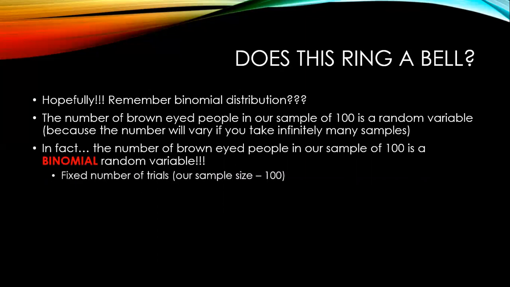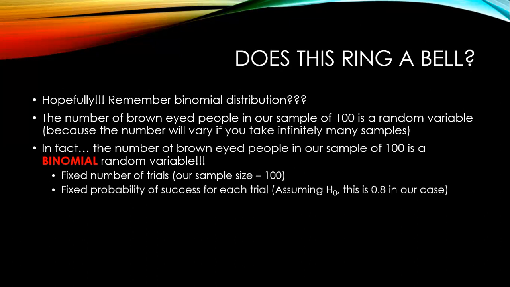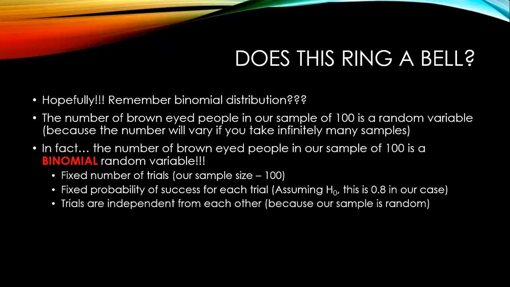And why is this the case? Because we have a fixed number of trials, and that's the key element of a binomial distribution. You've got to have a fixed number of trials. So in our case, a sample size of 100. We have a fixed probability of success. So again, if we assume our null hypothesis, 80% of people have brown eyes in the town, that's a success probability of 0.8. The trials are independent from each other because our sample is random. We took a random sample, so that means the trials are independent. The outcome that one person has brown eyes doesn't affect the fact that someone else may have brown eyes or not, because we've got a random sample.